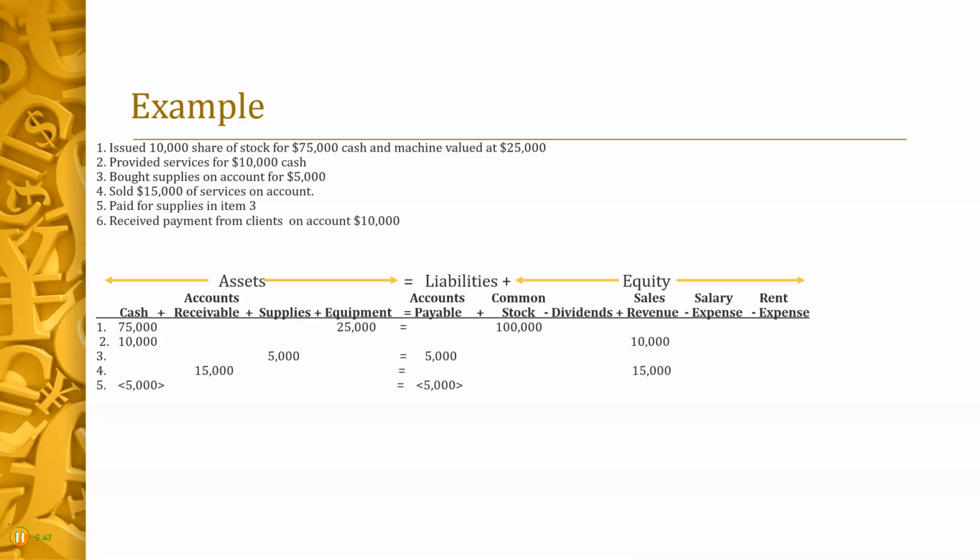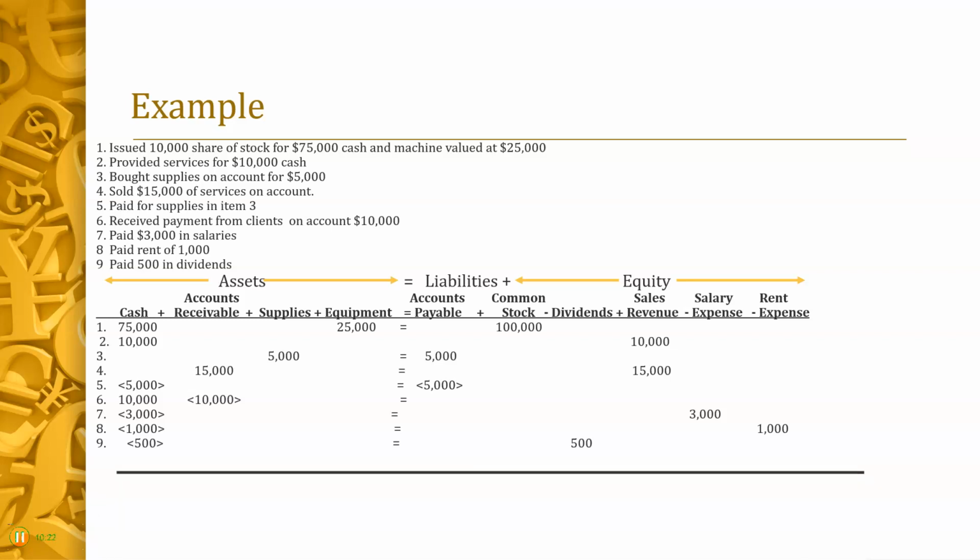We received payments from clients on account for $10,000. It's going to reduce our accounts receivable but increase our cash. You notice in that transaction, they stay on the same side of the formula, but they equal. We paid $3,000 in salaries. So salary expense went up and cash went down. We paid rent of $1,000. Cash went down, rent expense went up. And we paid $500 in dividends. Dividends went up and cash went down.